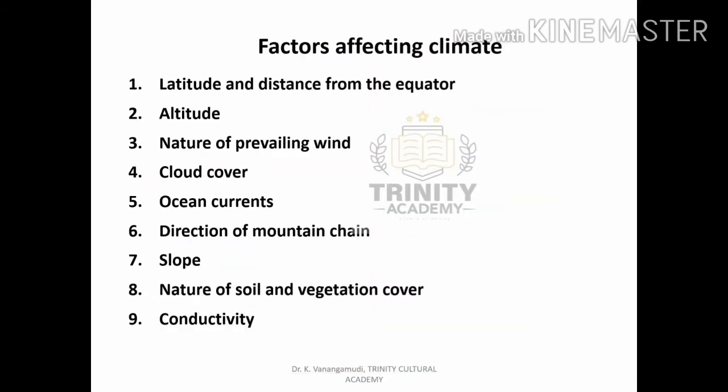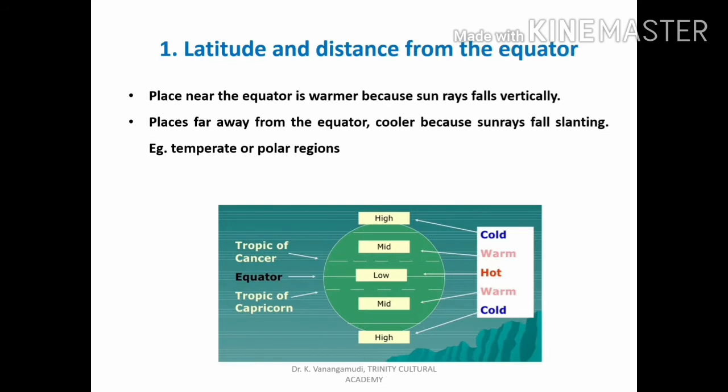Next, we will see the factors affecting climate. There are about 9 factors. Let us see them one by one in the subsequent slides. The first factor is latitude, the distance from the equator. The places near the equator are warmer because the sun rays fall vertically, while the places far away from the equator are cooler because sun rays fall slanting. Examples are temperate or polar regions.